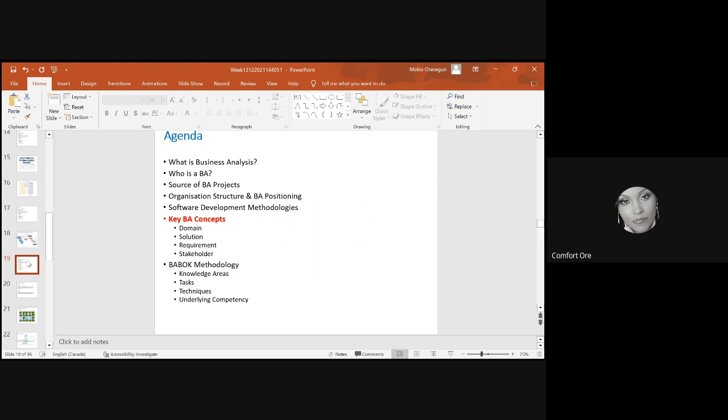Okay, so we're going to be talking about the BA concepts, the key business analysis concepts. These are what you call the domains, so they're basically four, but then the stakeholder breaks open again, and then we'll have an extra two, but you'll see that afterwards.